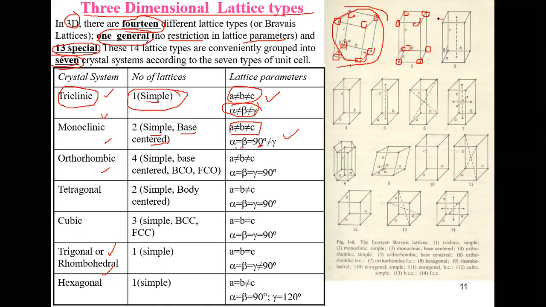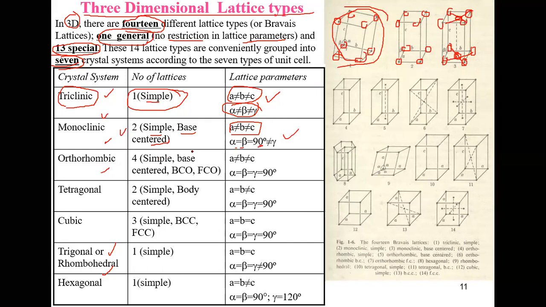Base-centered monoclinic has, in addition to the corner atoms, remember, so please try to draw this unit cell. In the exam, sometimes I may ask you to draw the unit cell. In addition to the corner atoms, there will be other atoms at the center of the bases. So this is the base of this unit cell, and this is the base of another unit cell on its top. So in addition to the corner atoms, there will be atoms at the center of the bases. It's called base-centered monoclinic.